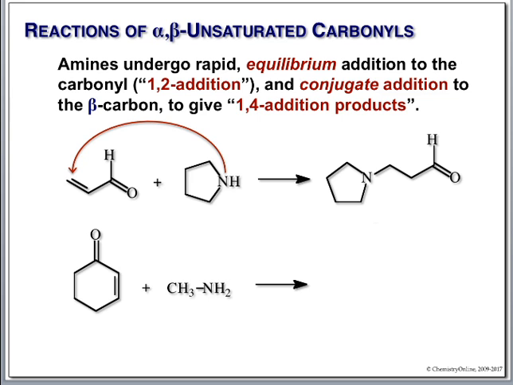Go ahead and draw this product. Again, the nitrogen is the nucleophile. We're still going to wind up with a carbonyl. It's just we've added our nucleophile to the beta position. Electrons move up, get the oxyanion, pick up a proton on this, and we made this addition product.